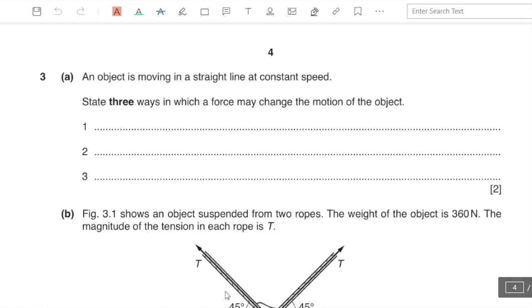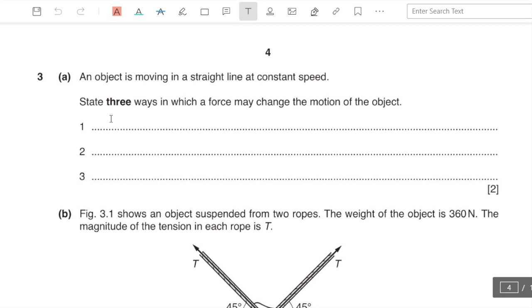Question number 3. An object is moving in a straight line at constant speed. State three ways in which a force may change the motion of the object. Along with its speed, but there's only one other mark left. So I'll just say increase and decrease its speed.